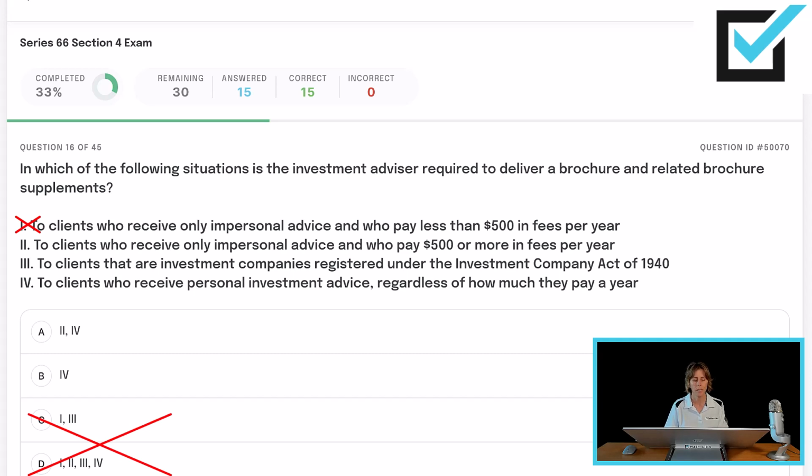2, to clients who receive only impersonal advice and who pay $500 or more in fees per year. Yes, so that is the threshold. So 2 is part of the correct answer. 3, to clients that are investment companies registered under the Investment Company Act of 1940. No. 4, to clients who receive personal investment advice regardless of how much they pay a year. Yes, so the correct answer is 2 and 4.